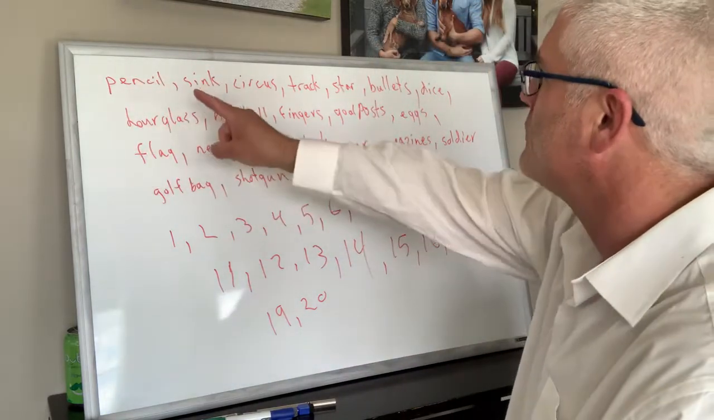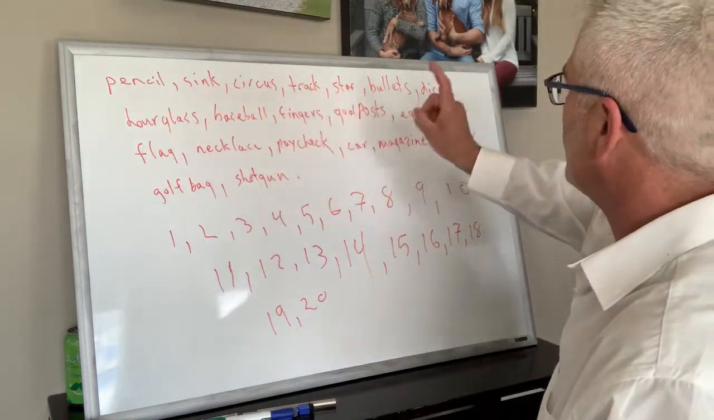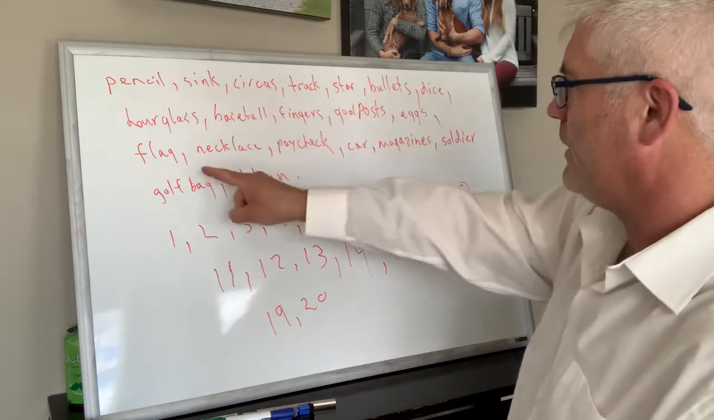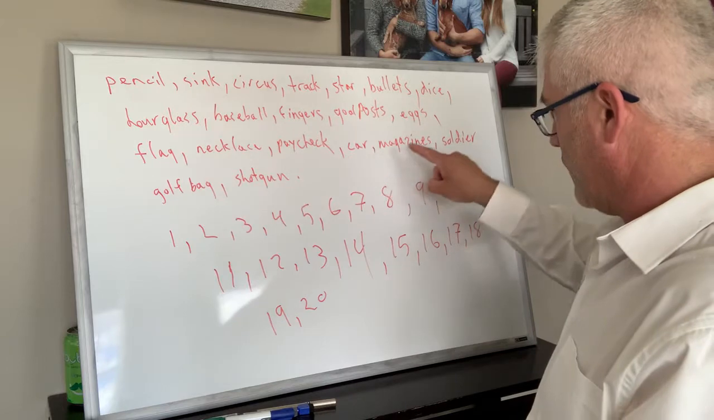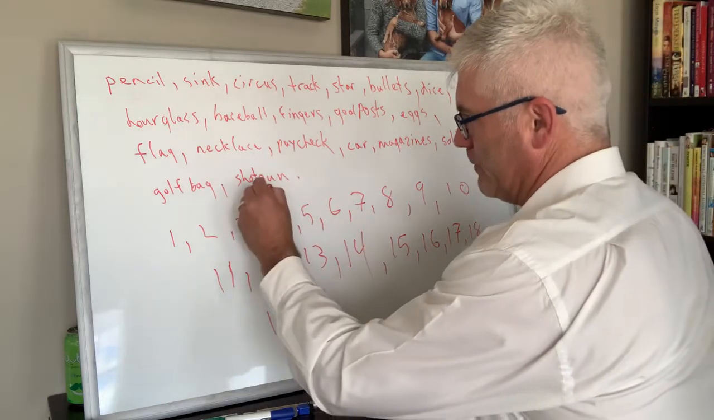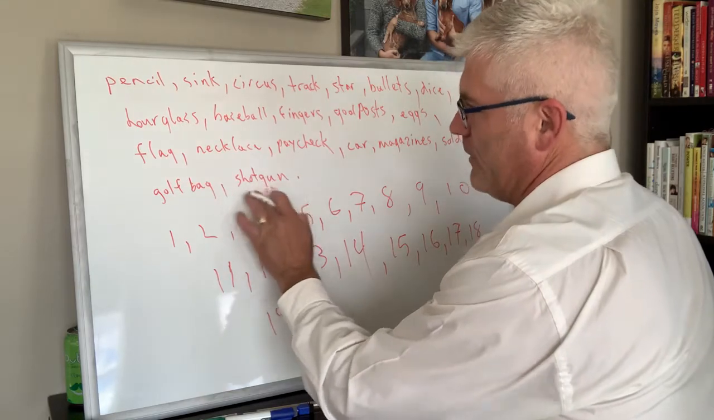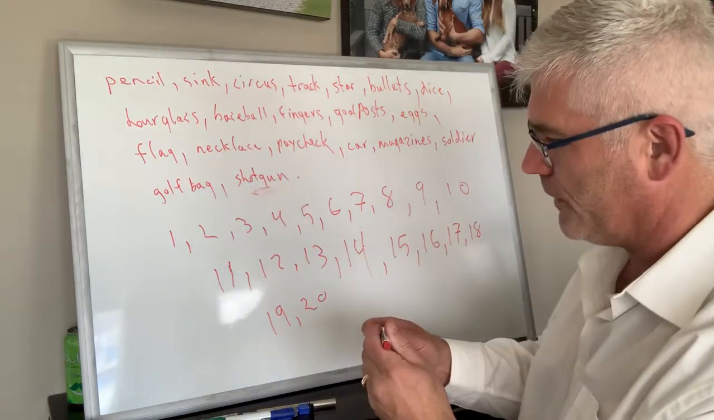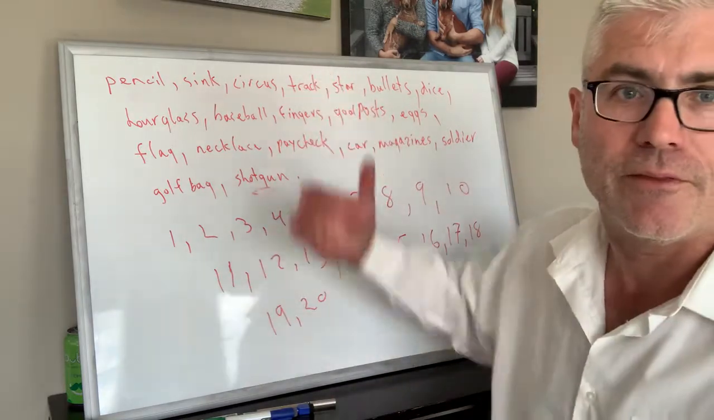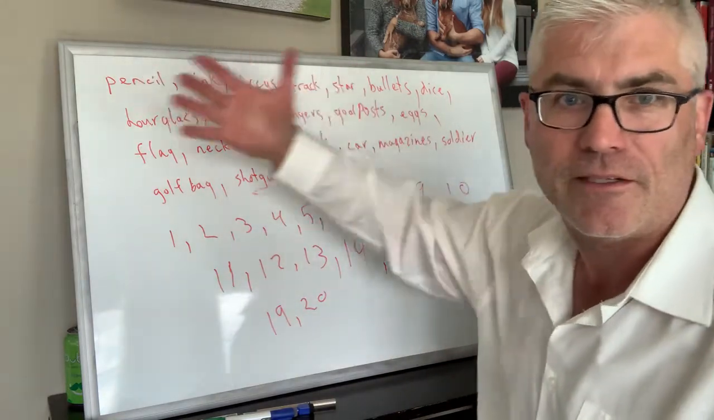So you have this list: pencil, sink, circus, track, star, bullets, dice, hourglass, baseball, fingers, goalpost, eggs, flag, necklace, paycheck, car, magazine, soldier, golf bag, shotgun. Shotgun is 20, like a 20 gauge shotgun, so that goes with 20. Now I'm going to point to these numbers and they're going to correspond with that. And I'm going to try not to look at the words.